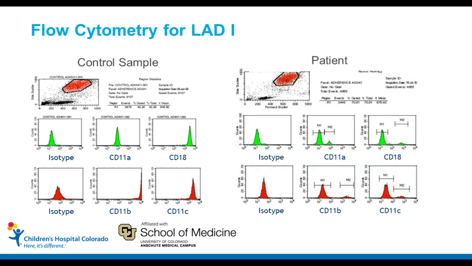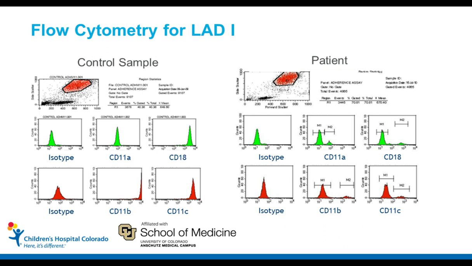So let's take a look at an LAD patient. Now this patient underwent bone marrow transplant, and as we can see here in the flow cytometry plot, the expression of CD11A, CD18, CD11B, and CD11C all show two peaks. The first peak is very similar to the isotype control, indicating that there is no expression of the integrins.